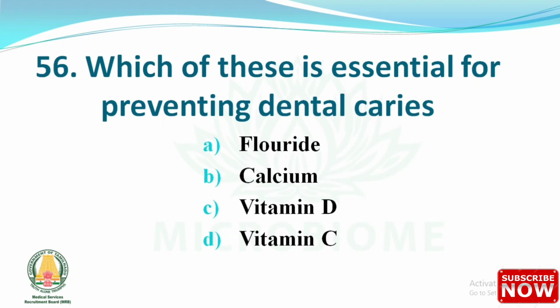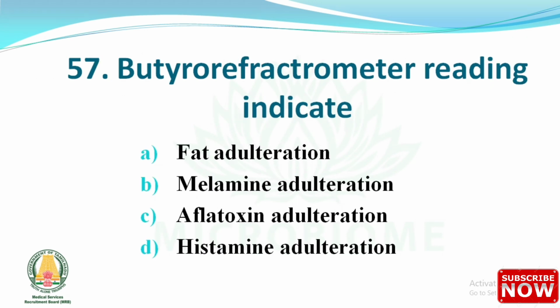And next, which of these is essential for preventing dental caries? The options: fluoride, calcium, vitamin D, vitamin C. The right answer, option A, fluoride. And next, butyrorefractometer reading indicates the options: fat adulteration, melamine adulteration, aflatoxin adulteration, histamine adulteration. The right answer, option A, fat adulteration.